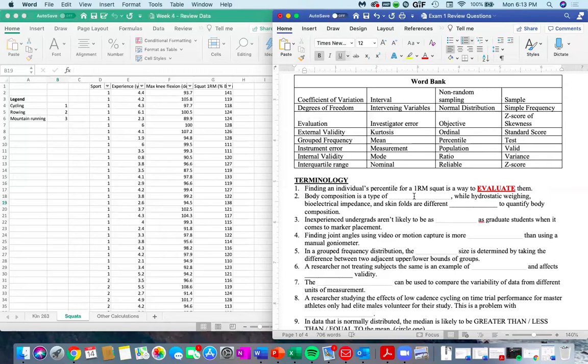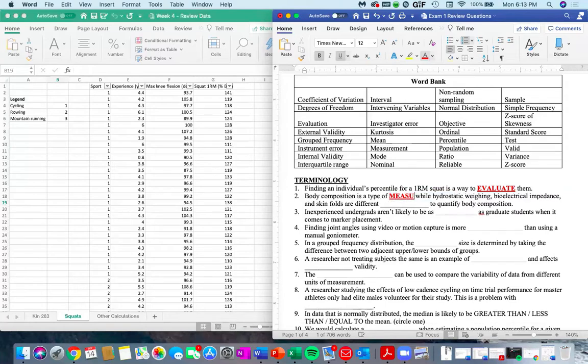So what do we think this first one is going to be? Non-random sampling? Not quite. Jericho put measure in the chat, and that's what we're looking for, right? Body composition is a type of measurement. We haven't put units to it, but it's a type of measurement, okay?